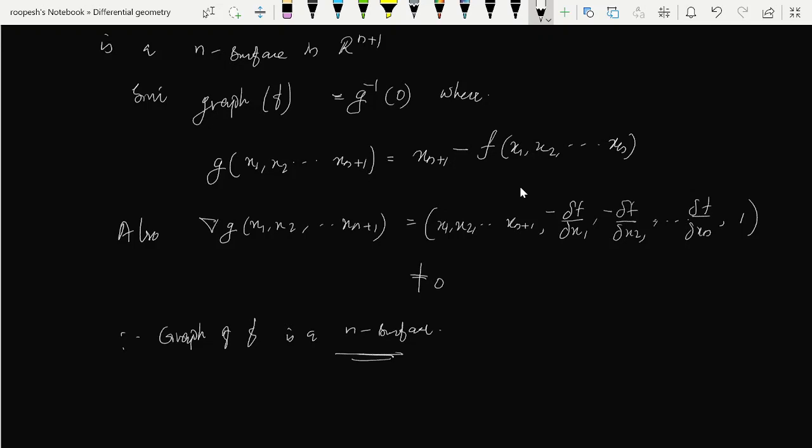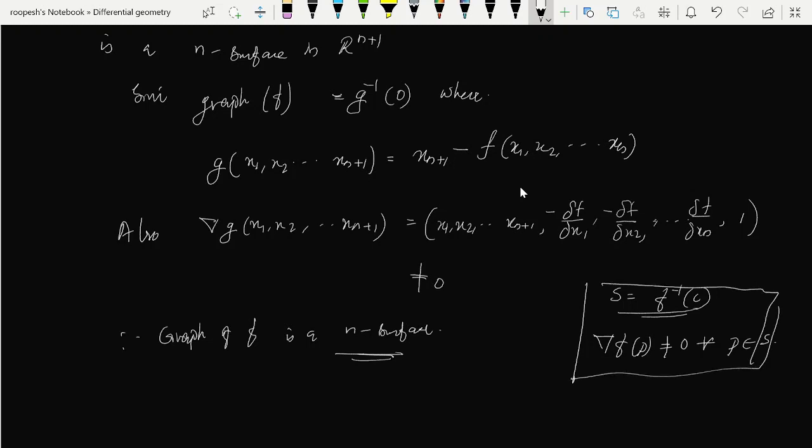So to repeat, for proving an n surface, what we have to do is, first we have to write your S as some f inverse of some c, that is, as a level set. Next thing you have to check is del f of p not equal to 0 for every p belonging to S. When these two conditions hold, we will say that your given S is an n surface.